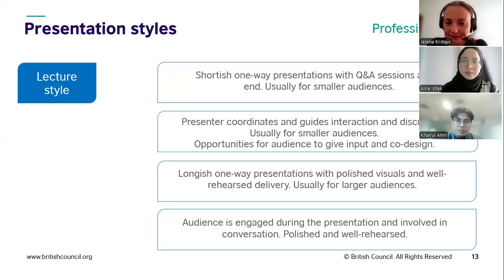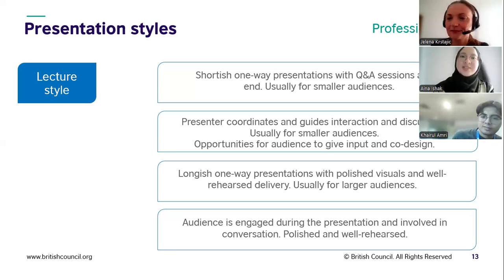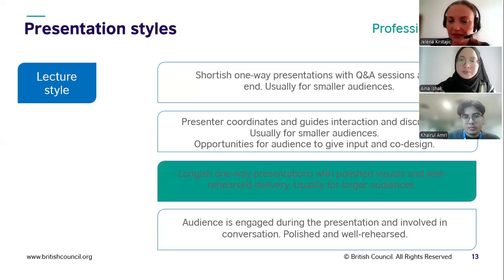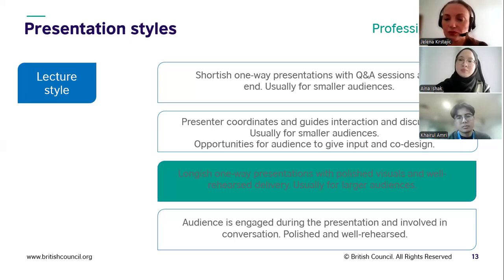I think the third one. Would you like to read it out, please? Oh, yes, sure. Longish one-way presentation with polished visuals and well-rehearsed delivery, usually for larger audiences. Exactly. So as we can see here, some presentations are okay if they are one way. For lecture style, there are longer presentations. It's normal for them to be mainly one way. And as we can see, they're for very, very large audiences.